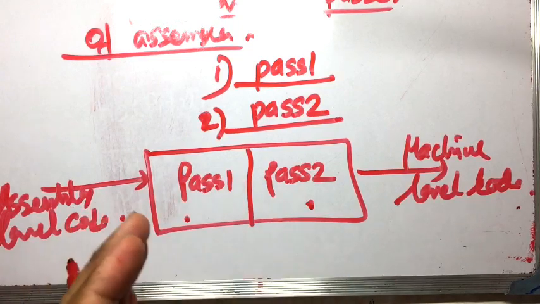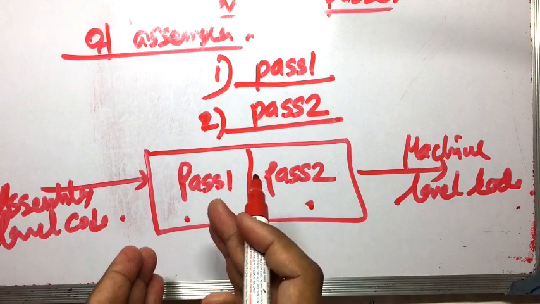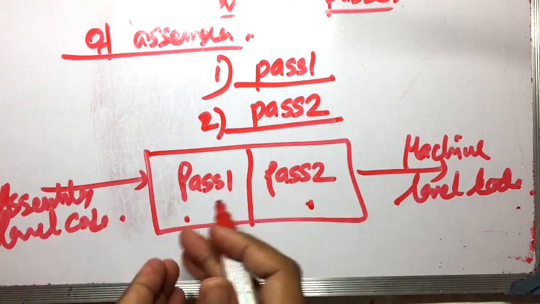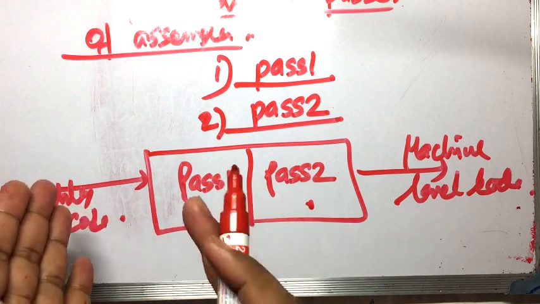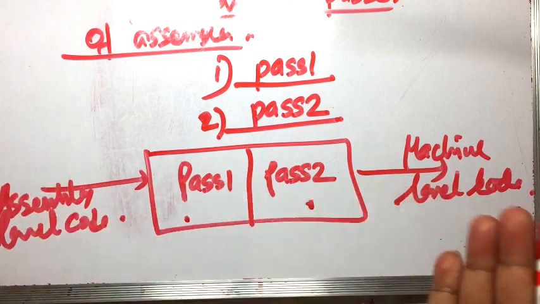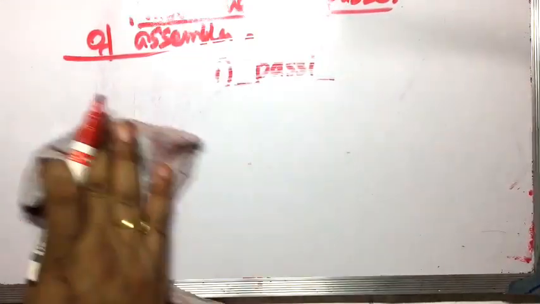So the input of pass 1 is the source code, and the output of pass 1 is the input of pass 2: the symbol table, literal table, all these tables. There is a machine operation table, a pseudo operation table, and then pass 2 creates the machine level code, that is the object code. So this is the assembler, the pass 1 and pass 2 assembler.